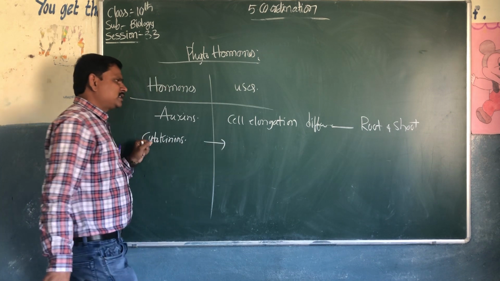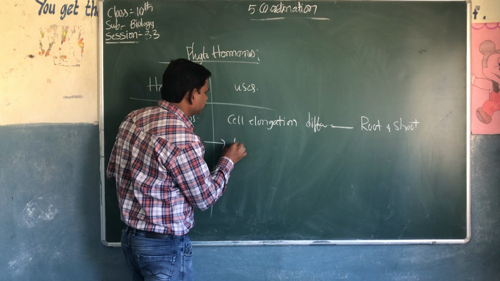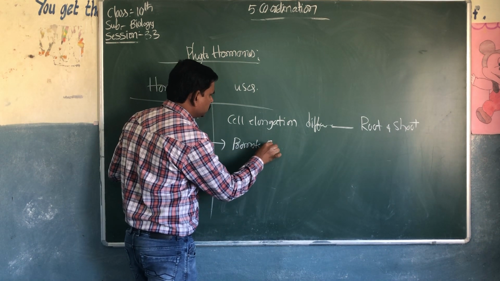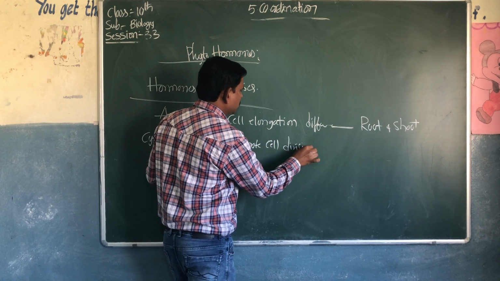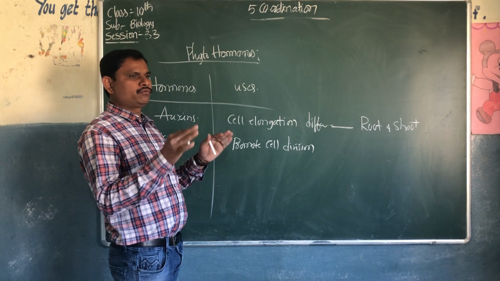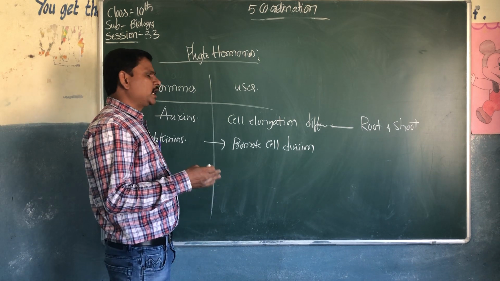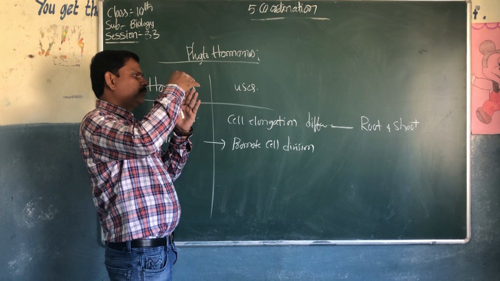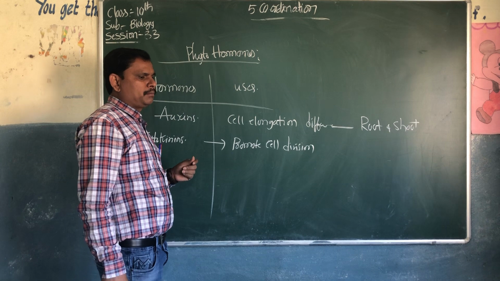Cytokinins promote cell division. One cell will be divided into 2, divided into 4, divided into 8. Like the cell divisions, it will promote cell divisions. If the branches are growing, it is due to the cytokinins in the plants.